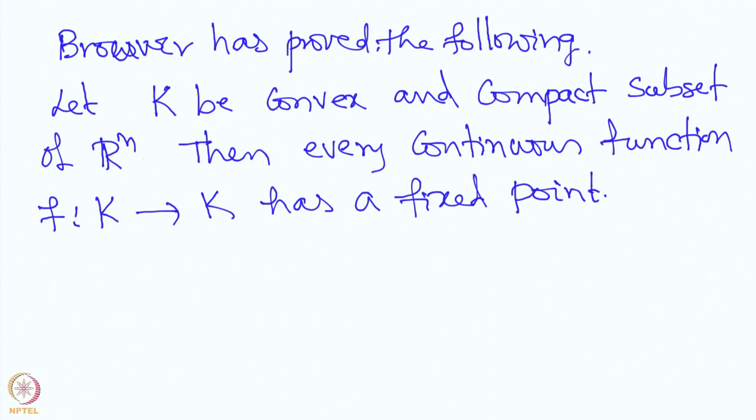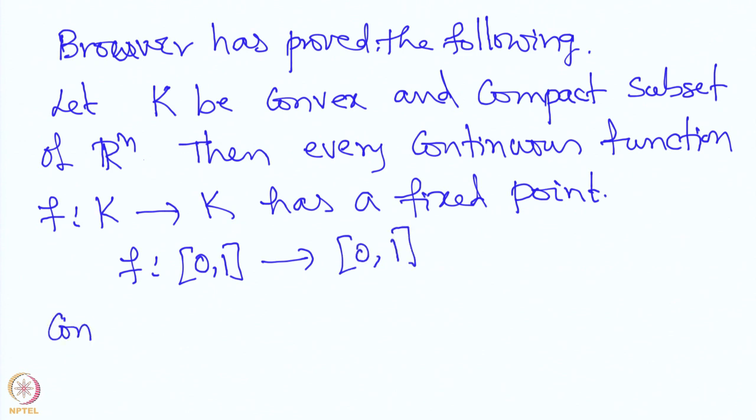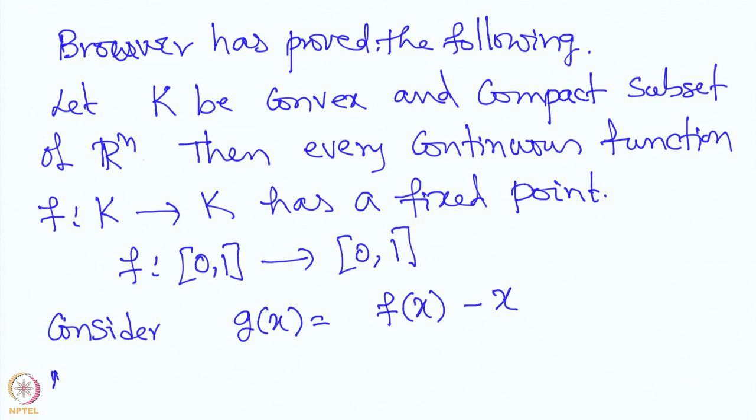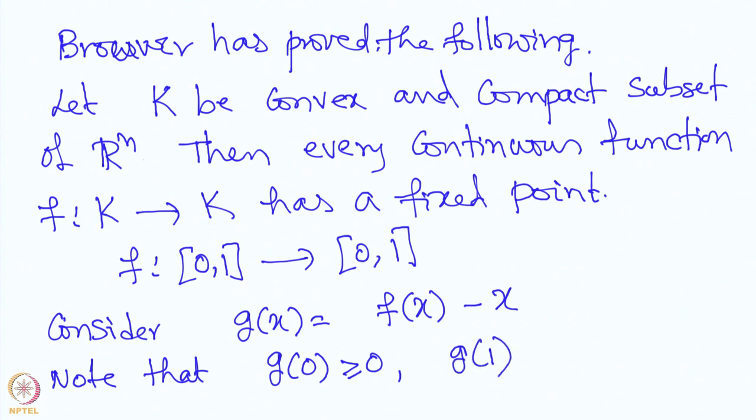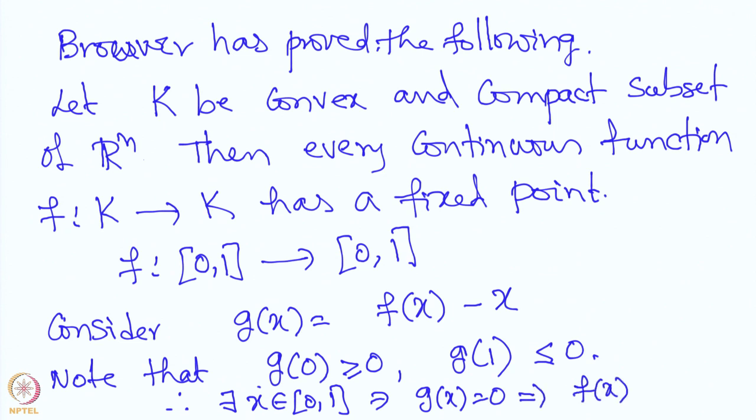But before concluding this session, let me give you a hint about proving the one dimensional case. So f is from [0, 1] to [0, 1]. Consider g(x) to be f(x) minus x. Now note that g(0) is greater than or equal to 0, g(1) is negative. Therefore there exists x in [0, 1] such that g(x) is equal to 0, which implies f(x) is equal to x. Of course, a small issue one needs to check here.